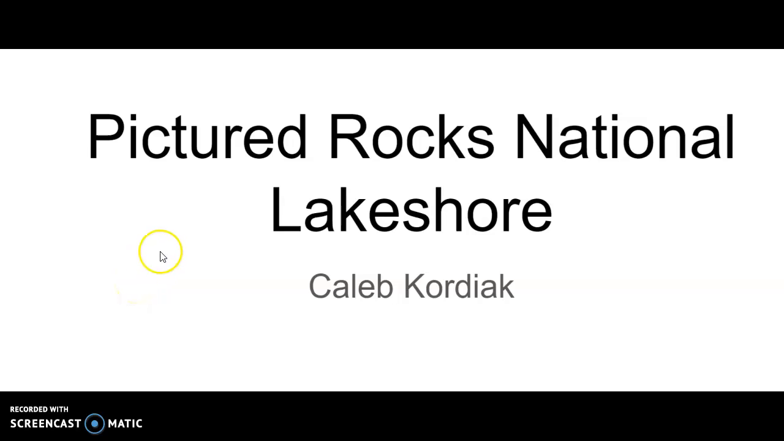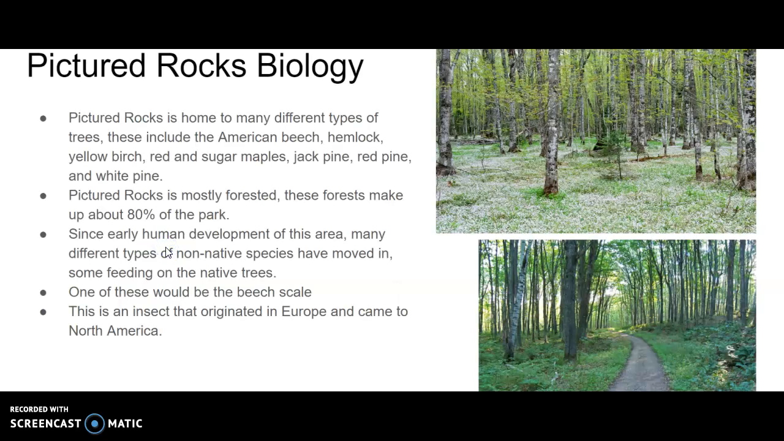Pictured Rocks National Lakeshore. Pictured Rocks is made up of about 80% forests, and since these forests make up such a large part of the park, there are many different types of trees. Some of the trees are American beech, hemlock, red and sugar maples, yellow birch, red pine, jack pine, and white pine. Since early human development, around the late 1800s, many different types of non-native species have been able to move in, and some of them have messed with the local ecosystem of the park.